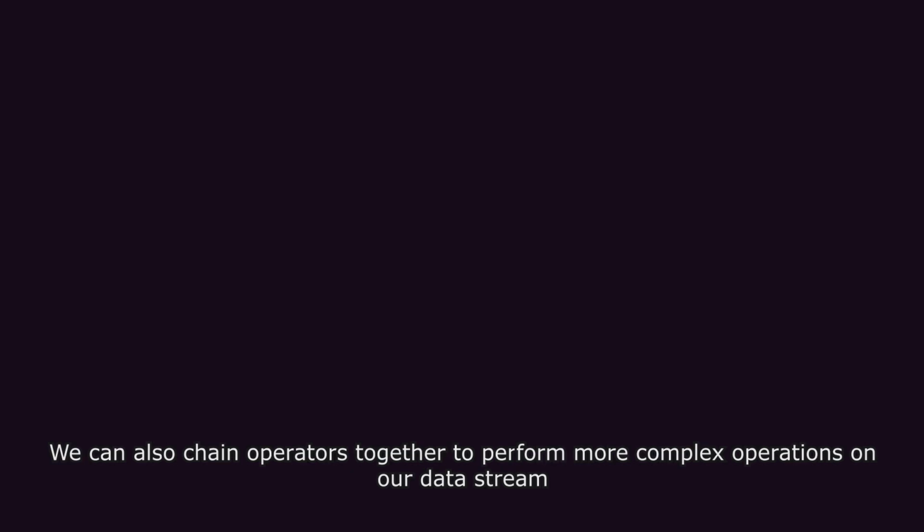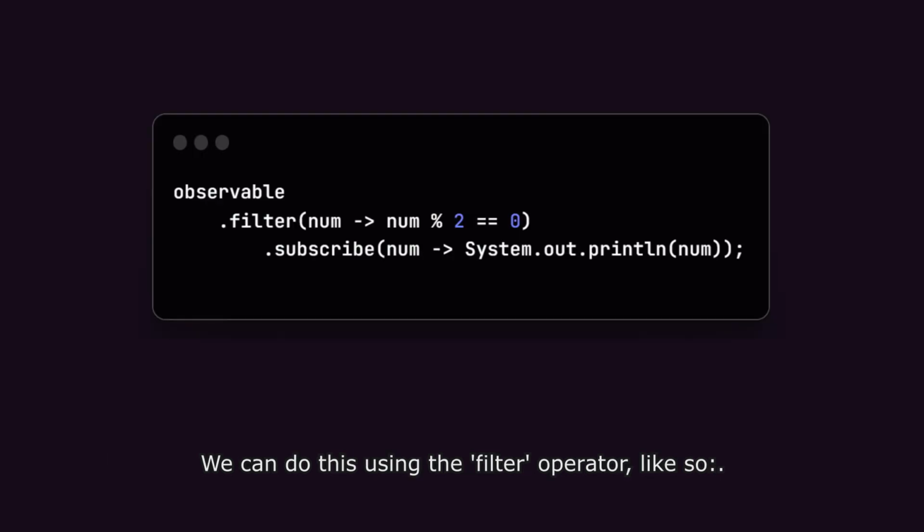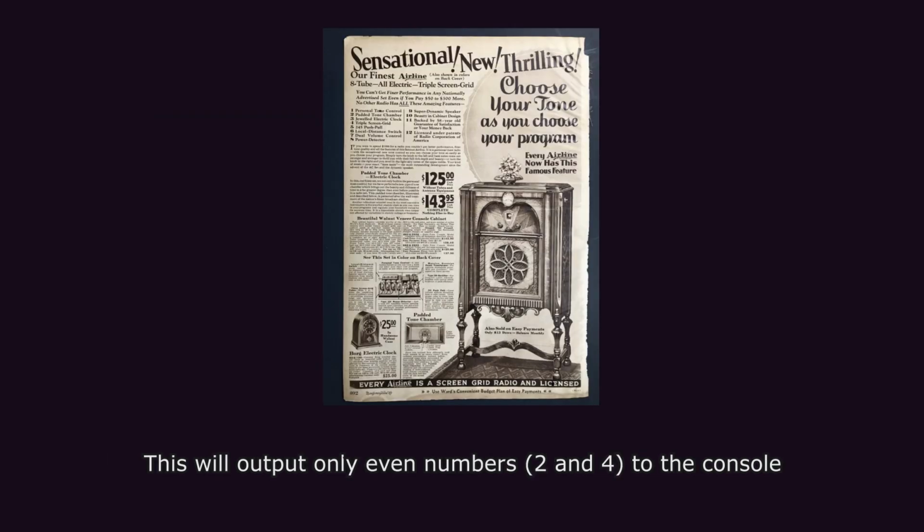We can also chain operators together to perform more complex operations on our data stream. Let's say we want to filter out only even numbers from our stream. We can do this using the filter operator, like so. This will output only even numbers 2 and 4 to the console.